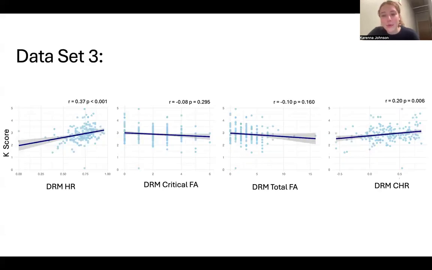This data set was fun to work with because I actually got to help run some of the participants within this study. So it was fun to do some analysis on it later in the summer. Again, here we found a similar relationship between hit rate and working memory score. It was similar across the board to data set number two, and that is to be expected because the tasks were the same, and the population was largely similar as well.